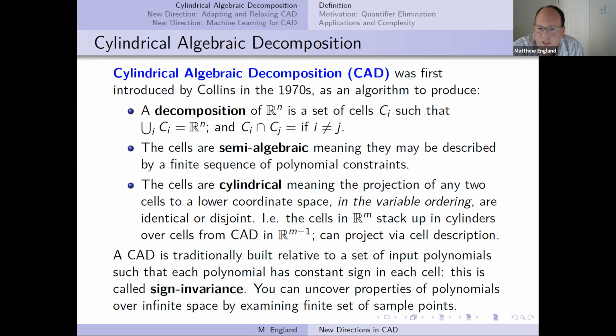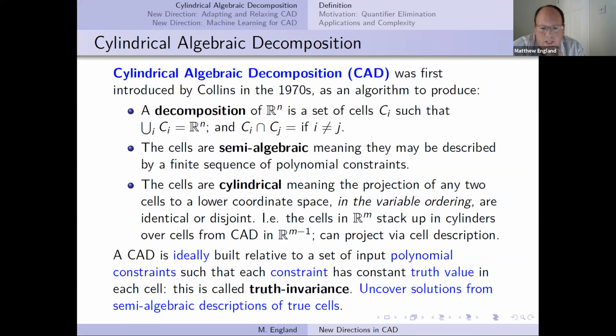These CADs are usually built relative to a set of polynomials, such that each polynomial has constant sign in each cell. So in any given cell, a polynomial is either positive throughout the whole cell, or zero, or negative. This property is called sign invariance, and that's what Collins' original algorithm produced. Of course, from such a mathematical object, you can uncover all kinds of properties of the polynomials. It has the power of making an examination over infinite space possible by only examining a finite set of sample points. You can just pick one point from each cell, and if you look at all of those sample points, you'll know what's happening for the polynomials everywhere.